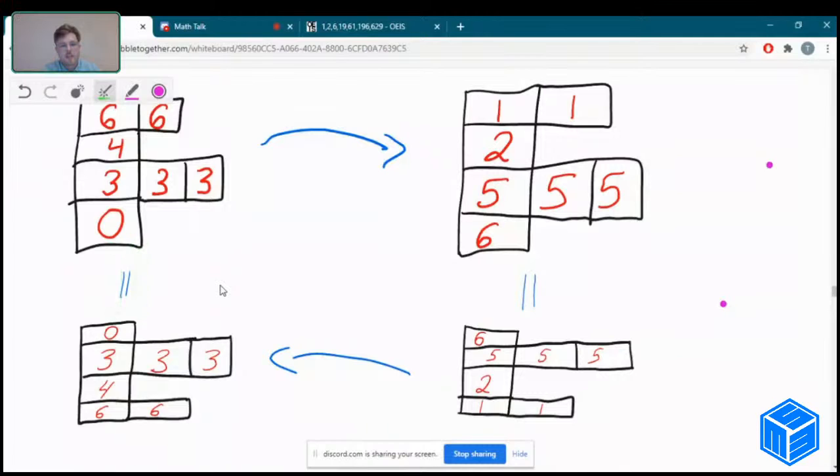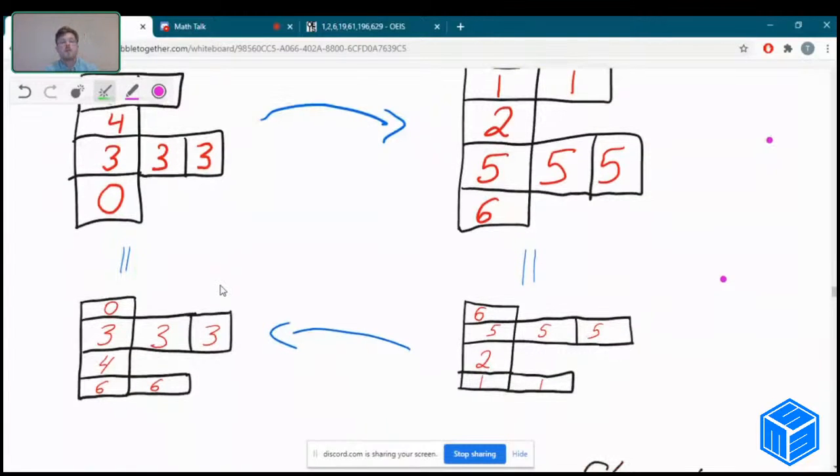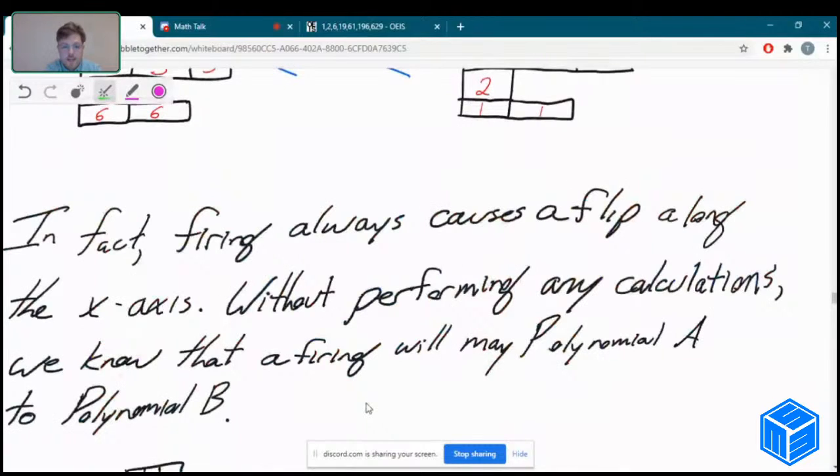So that's, I find, such a super neat result that I stumbled onto, because before, I never had a thought about x flips until I started firing these things and seeing what happened. And I had never really even given thought to the fact that whatever pattern I see here, it better only show period 1 or 2. And lo and behold, it did. So, in fact, firing always causes a flip along the x-axis.